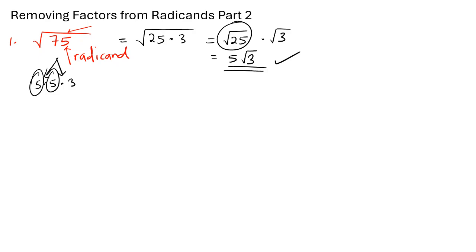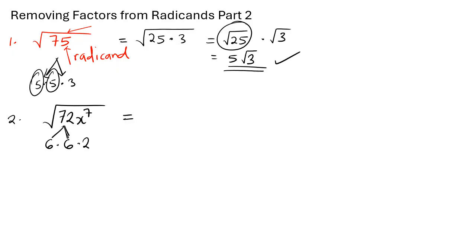Okay, let's talk about, say for example, number 2, looking at the square root of 72 x to the 7th. We're looking to remove factors from the radicand, so this is what we can do. We know that 72 is like 6 times 6 times 2, because I know this is a double of 36.